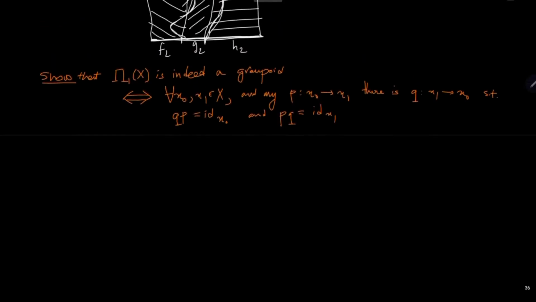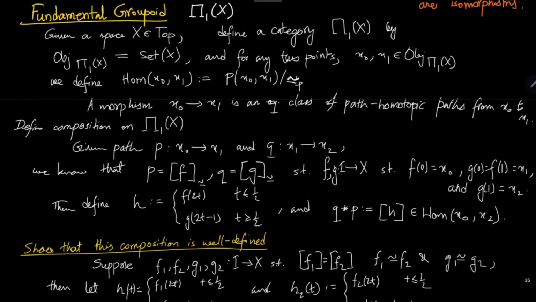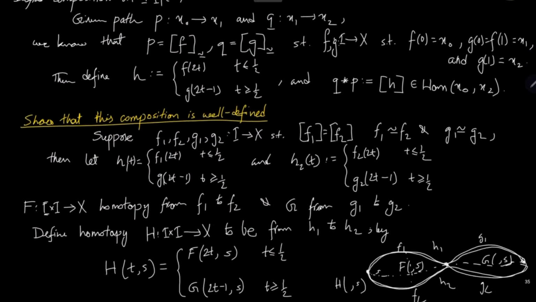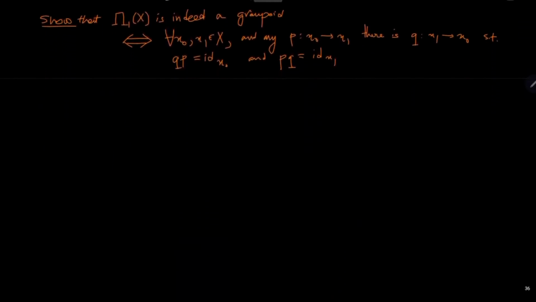So what else is now remaining? So we showed that the fundamental groupoid capital pi 1 of X is indeed a category. What we now need to show is that it is actually a groupoid. For that, we need to show that every morphism is an isomorphism. For that, for any morphism, we need to come up with basically the inverse map.